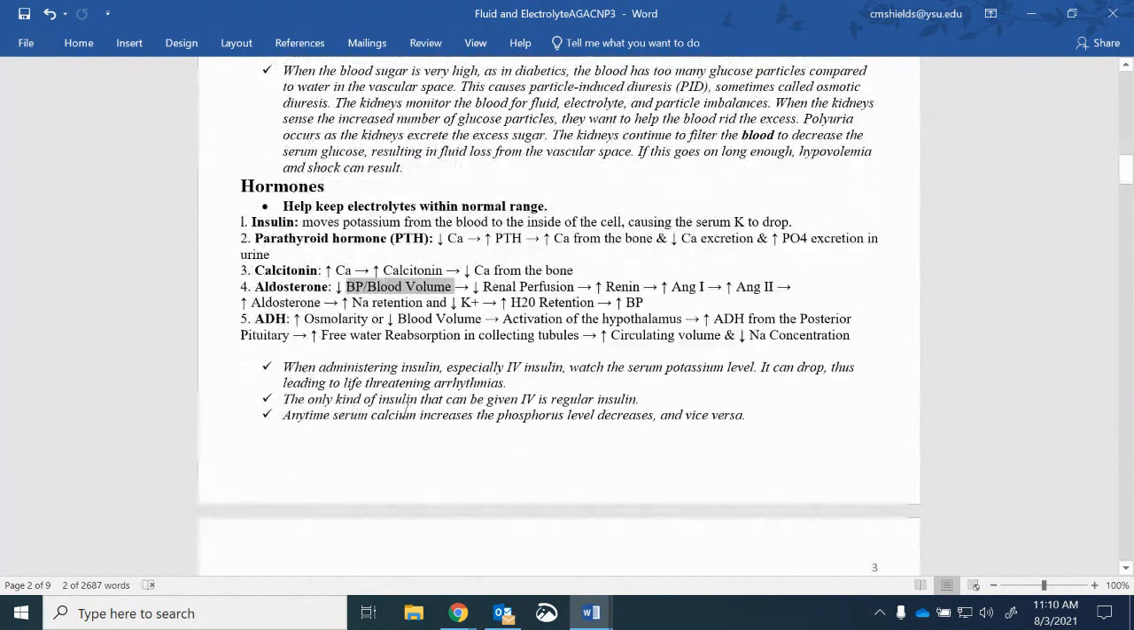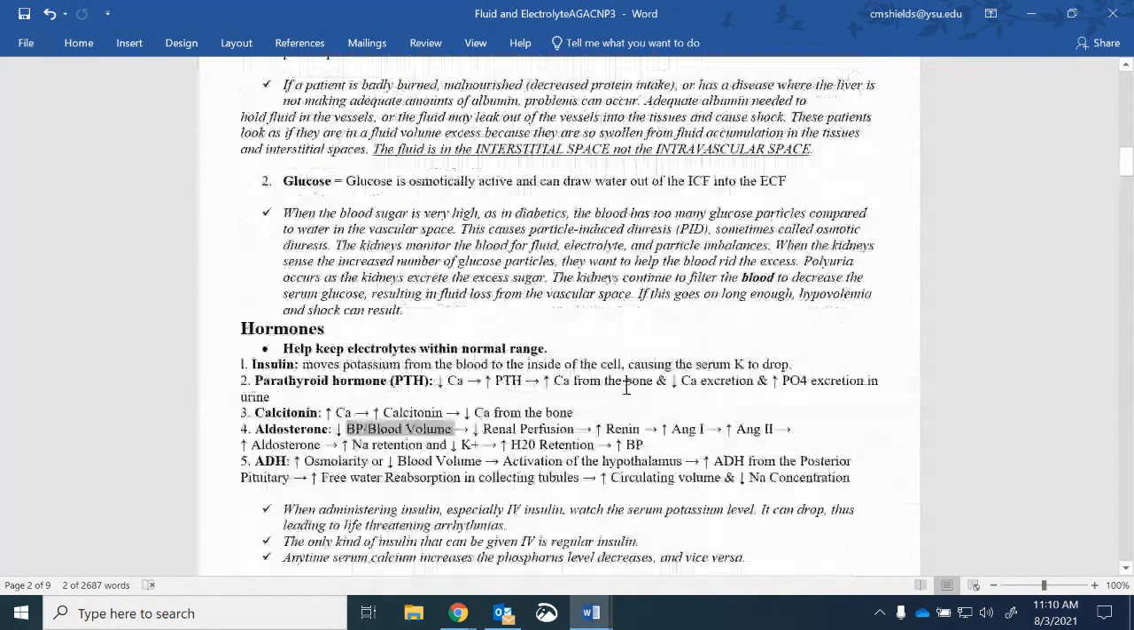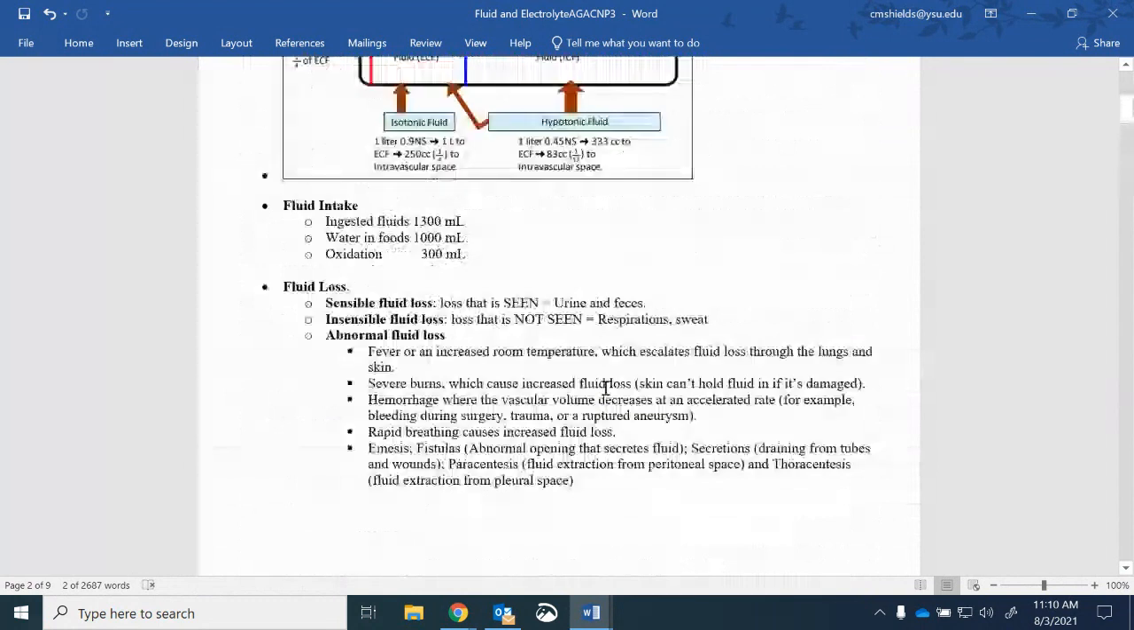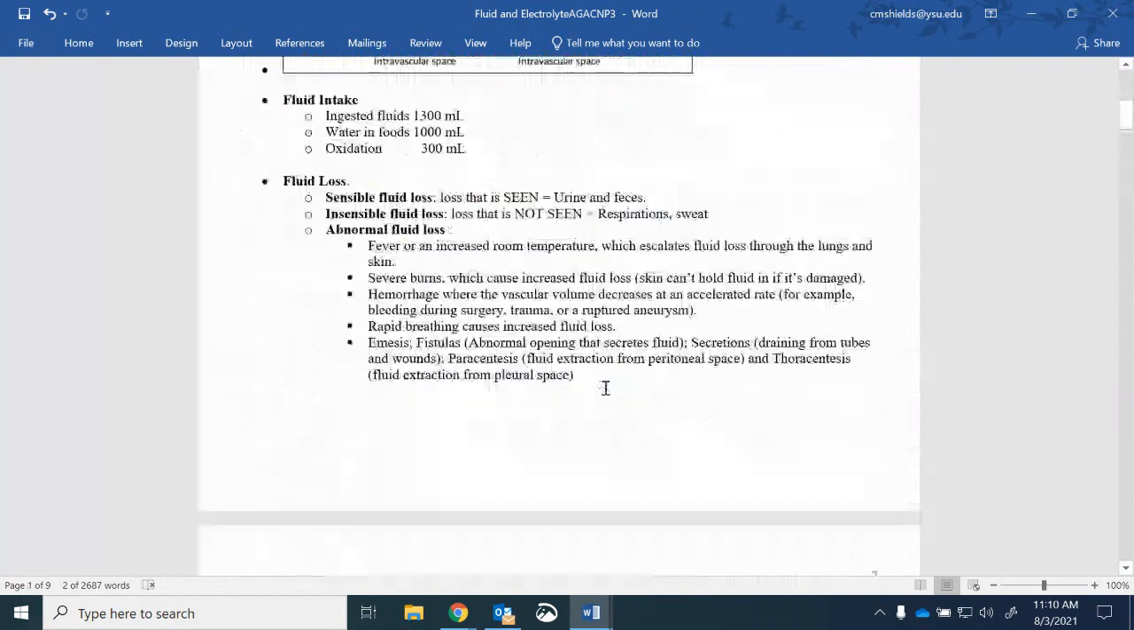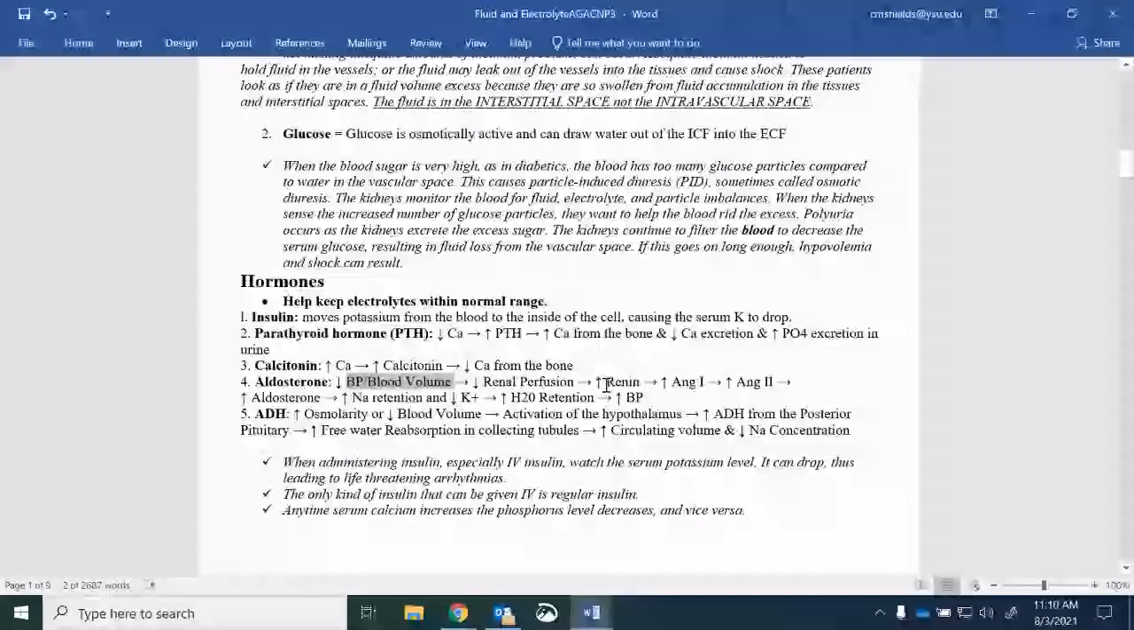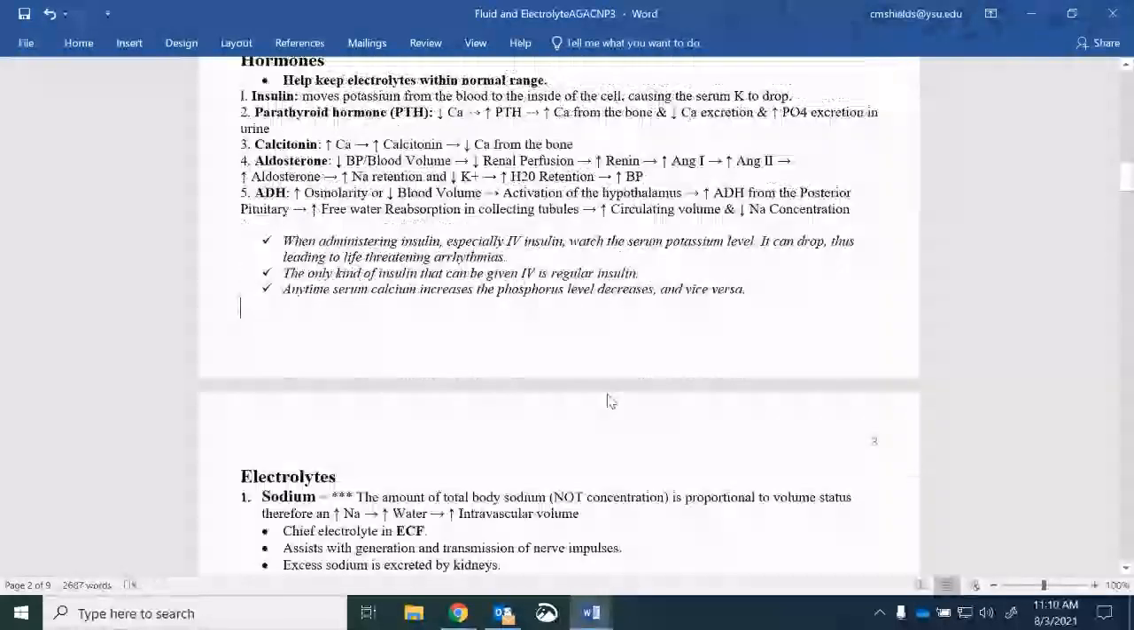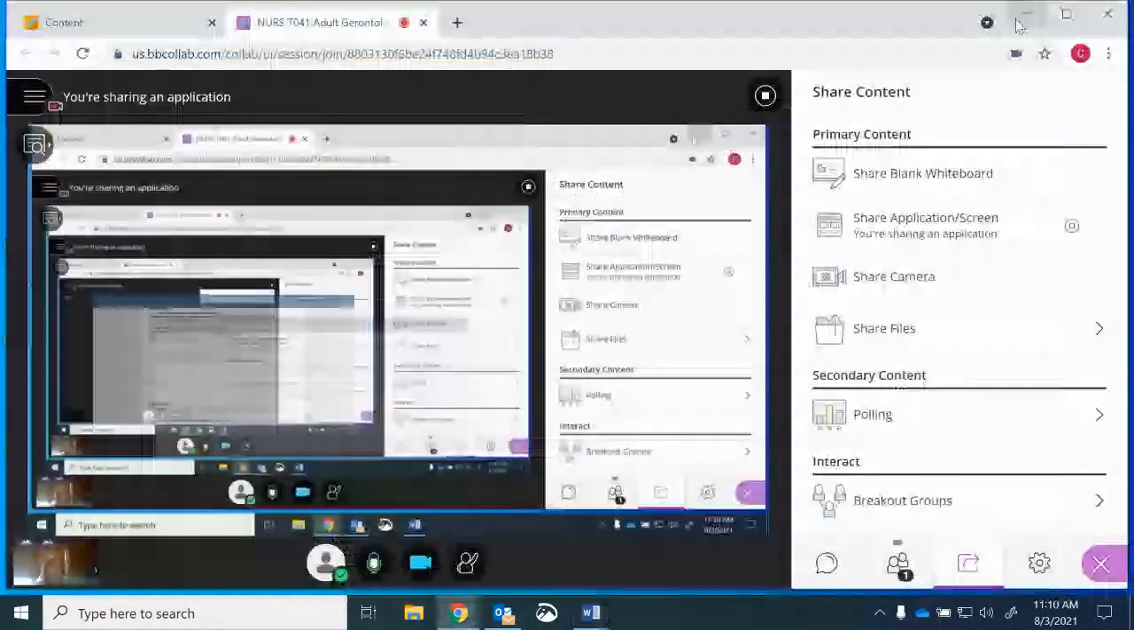Couple concepts when administering insulin, especially IV insulin. Watch the serum potassium level, which can drop, leading to life-threatening arrhythmias. The only kind of insulin that can be given IV is regular insulin, period. Anytime serum calcium increases, the phosphorus level decreases, and vice versa. You should know everything that I went over, and all of this is testable. All this is extremely applicable in the clinical setting, and it would be something that you would definitely want to know for certification. Thank you.